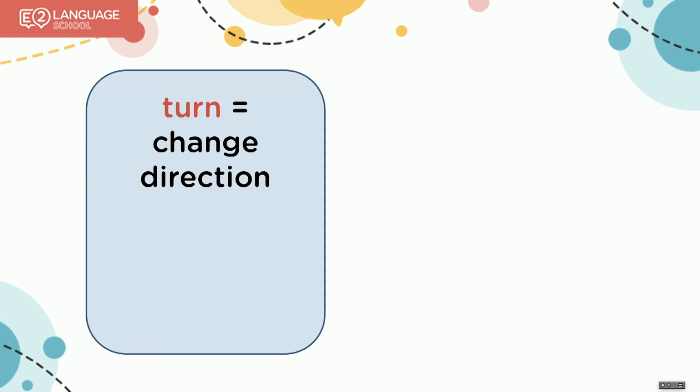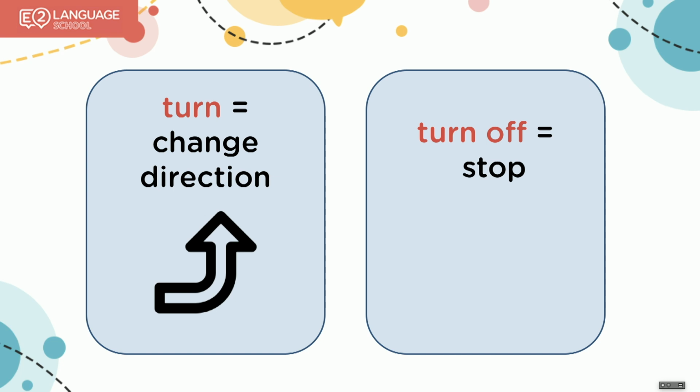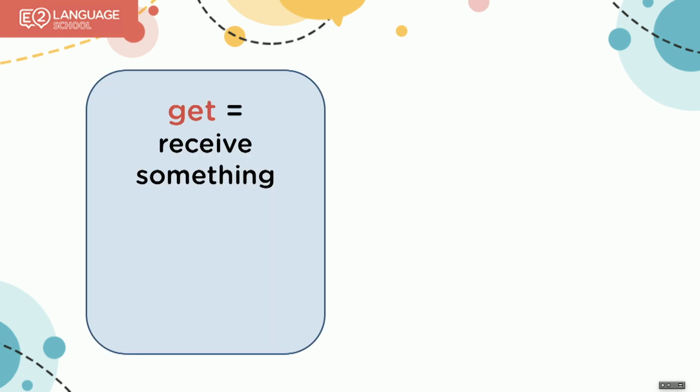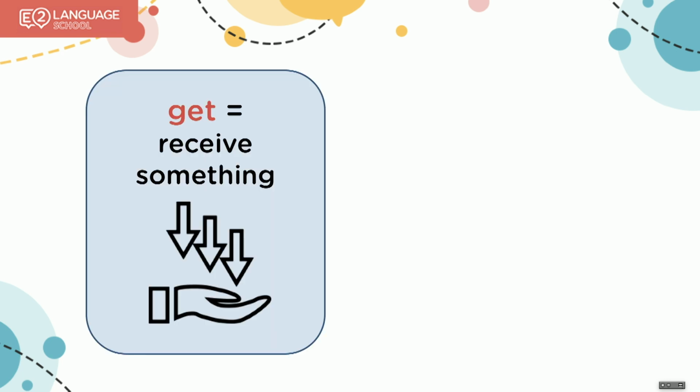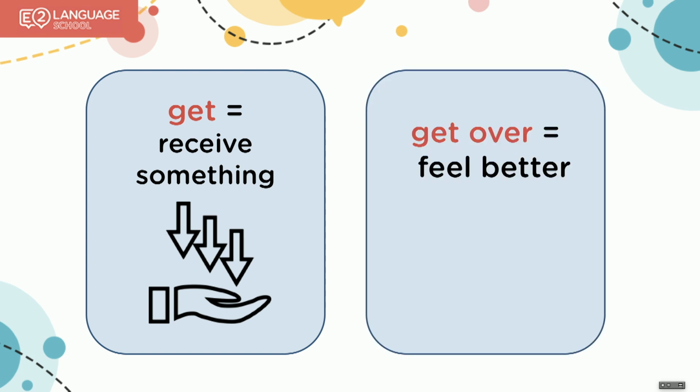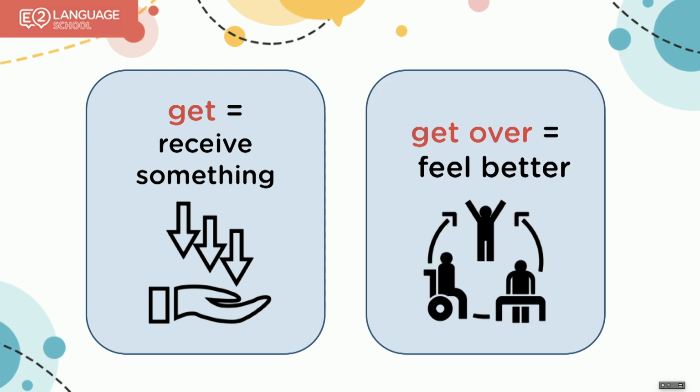Or if I say turn, it means to change direction. But if I say turn off, it means to stop, like turn off the computer. If I say get, it means to receive something. So I got some money, for example. But if I say get over, it means to feel better, like I got over my cold. It creates an entirely new meaning by adding the preposition.